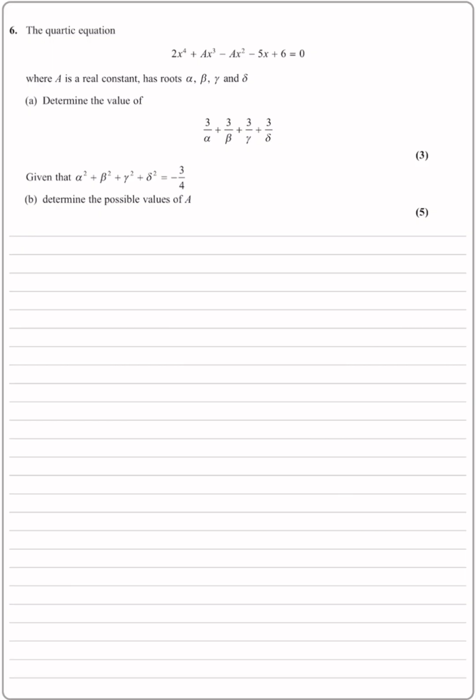Question 6. So the sum and product of roots question. The first thing I'm going to do is take the quartic equation, divide everything by 2. So x to the 4 plus a over 2 x cubed, subtract a over 2 x squared, subtract 5 over 2 x plus 3 equals 0.